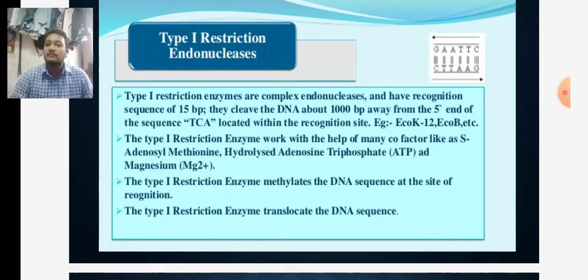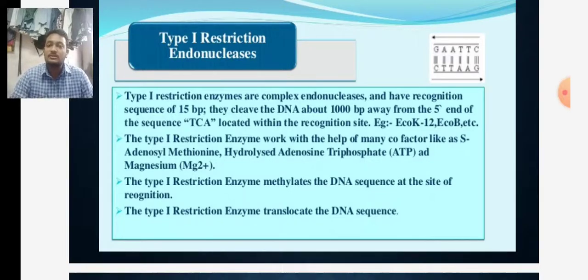The type I restriction enzyme we also discussed in our earlier slides. Remember the characterization point: it requires a cofactor. It requires magnesium as a cofactor, and it requires ATP for the energy-generating process of that enzyme. The restriction enzyme also carries out methylase activity in the DNA sequence at the site of recognition. So it also carries out methylation.